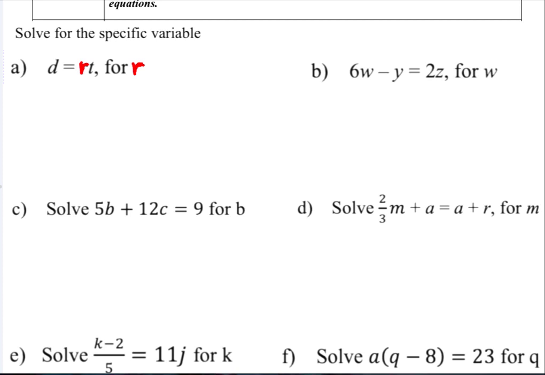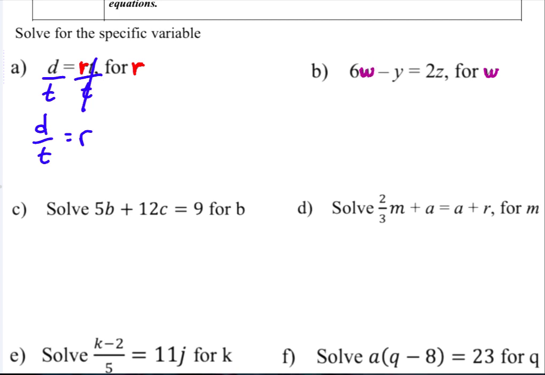So in this case, I have d equals rt. I want to get r by itself, so I need to get rid of the t. Well, rt means r times t, so I'm going to do the opposite. I'm going to divide by t, but just like any equation, I have to do the same thing on both sides. That gets rid of the t, so I'm just left with r, and the other side is just d over t, or d divided by t. It's that straightforward. So next one, I want to focus on w.